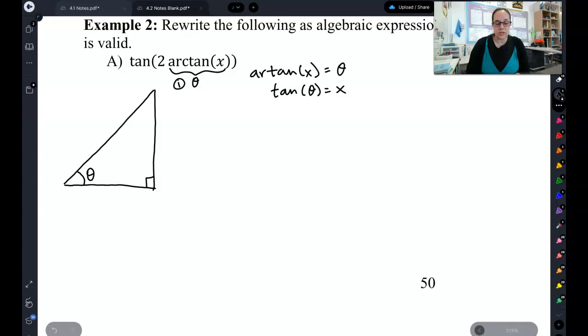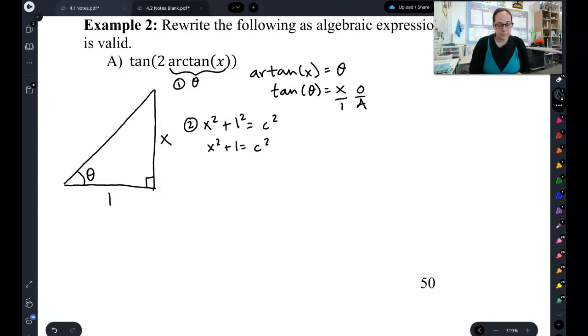So I know tangent is SOHCAHTOA. So the opposite is x, the adjacent is 1. Step 2, use Pythagorean's theorem to finish solving your triangle. Then step 3, use the outside to get your answer.